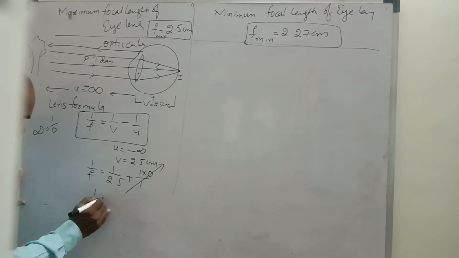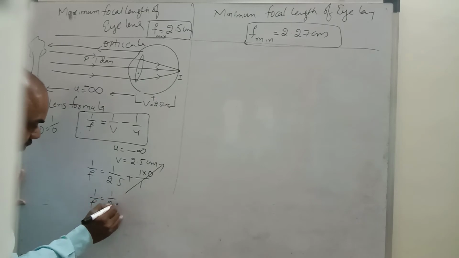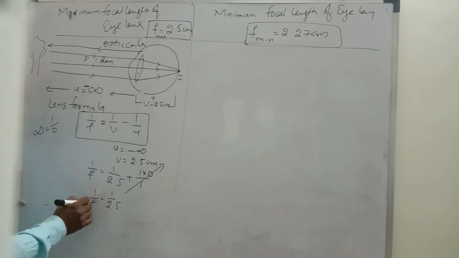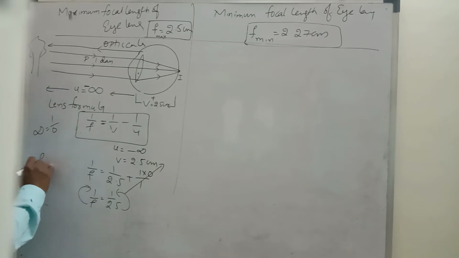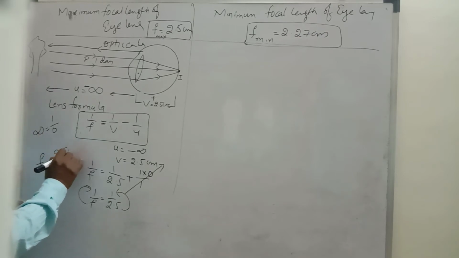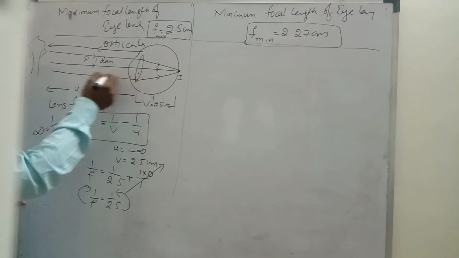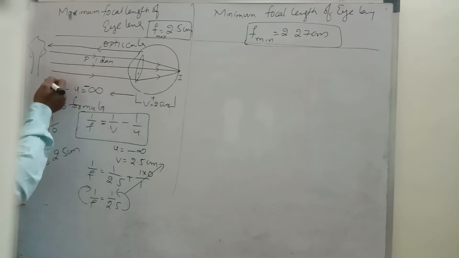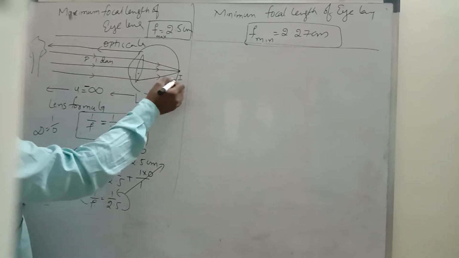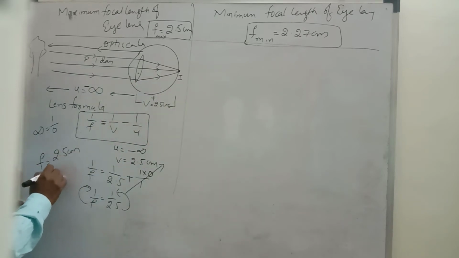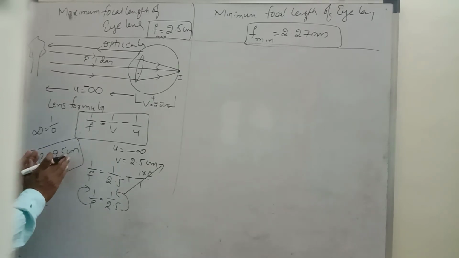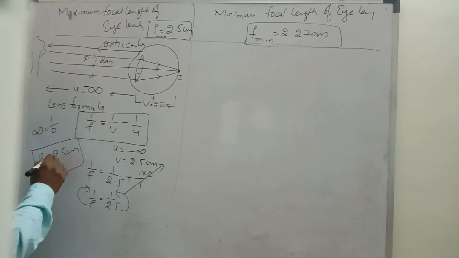So 1 by f is equal to what? 1 by 2.5. But we don't want 1 by f. Reverse it. If you reverse the left side, the right side also you have to reverse. Focal length is equal to 2.5. What focal length is it? This is the maximum focal length. If you see a farther object, our eye lens contracts so that the distance between the center of the eye lens and the retina will be maximum. So this is the maximum focal length of the eye lens. The maximum focal length of the eye lens is 2.5 centimeter.